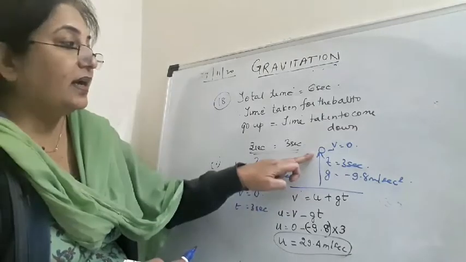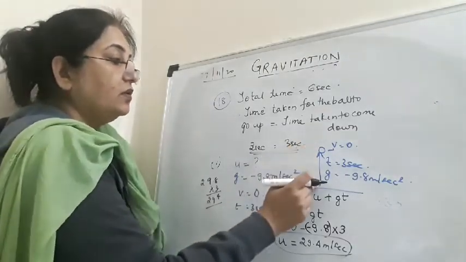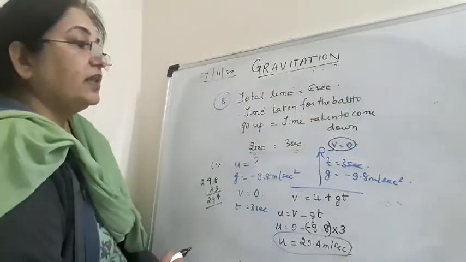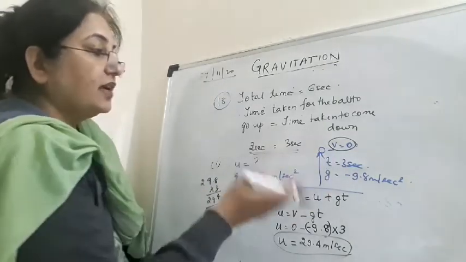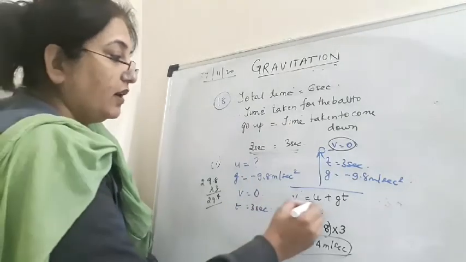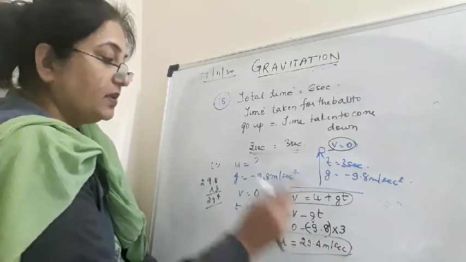I hope this is clear to you that the ball is going up, and at the maximum height, before it comes down, the final velocity will be 0. This I have told you before also. Time taken is 3 seconds to go up, and g is minus. So after taking the first equation, we get the answer u is equal to 29.4 meters per second.